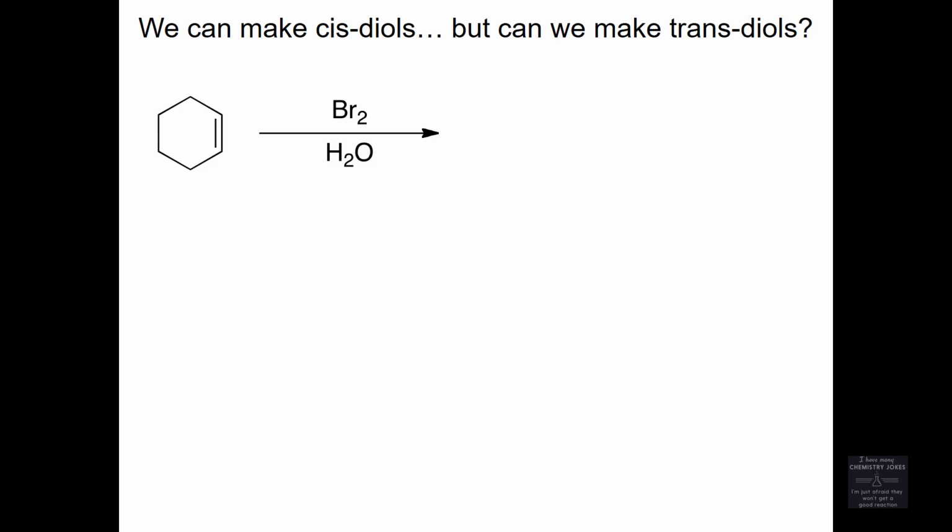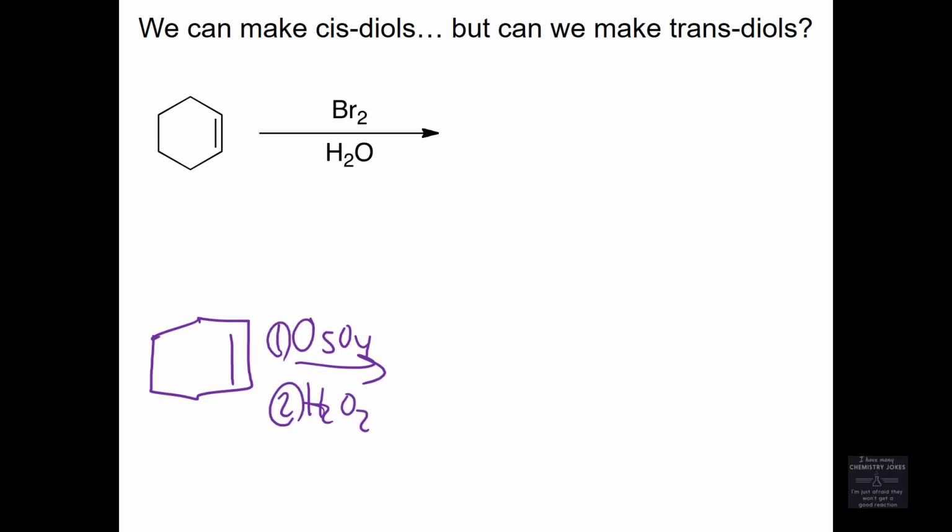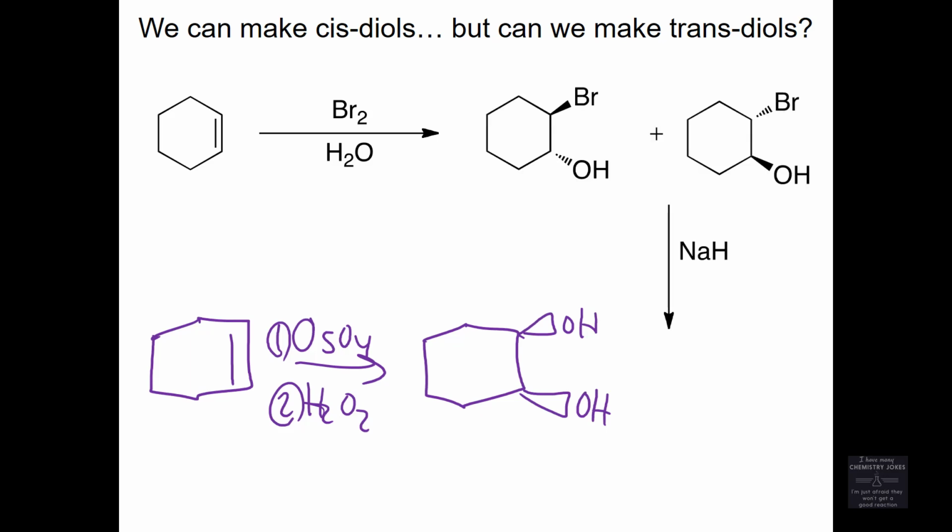One more. We can make cis-diols, but can we make trans-diols? First, we might need a reminder how to make cis-diols. How do you make cis-diols? Osmium tetroxide and peroxide added to an alkene. Cis-diol, OH, it's a vicinal diol, that's cis. If I add Br2 and water to an alkene, I get a halohydrin. That's those two compounds, those two enantiomers.